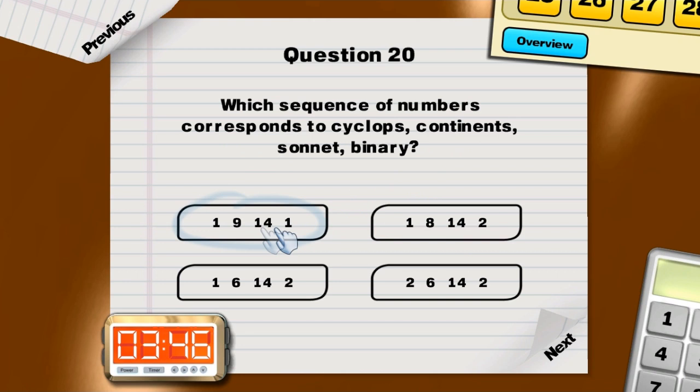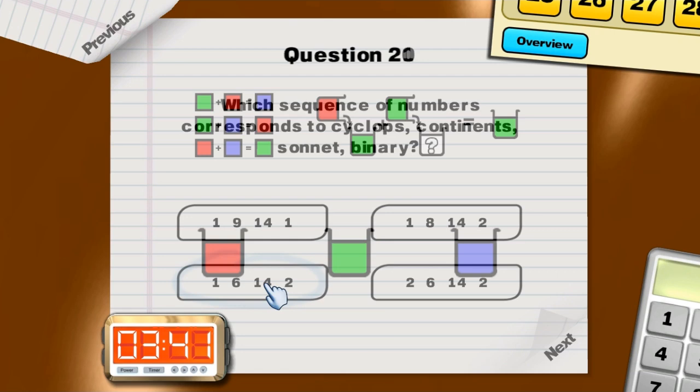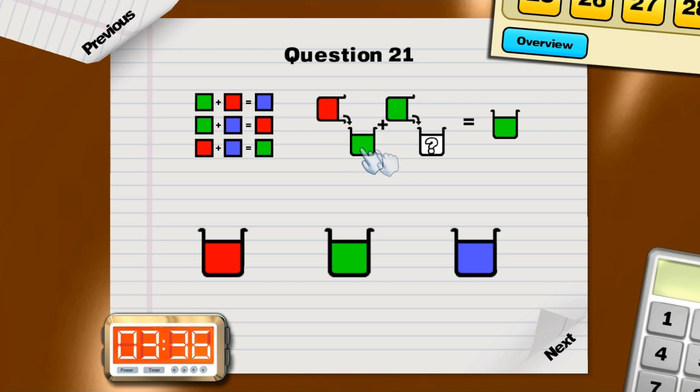Again, 1, 6 continents, looks like it's going to be that one, 14 and 2. Again with the beakers, this time you're not looking for the result, you're looking for one of the ingredients. Red into green makes blue. Blue and what will give us green? Blue and red will give us green, so how do we make red out of green? We need a blue beaker.